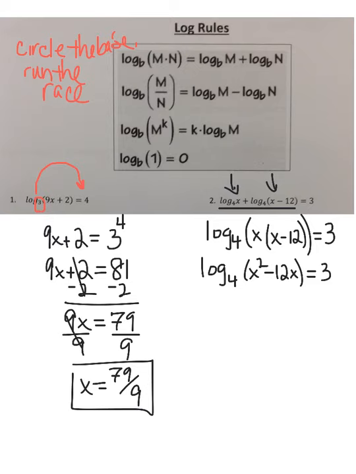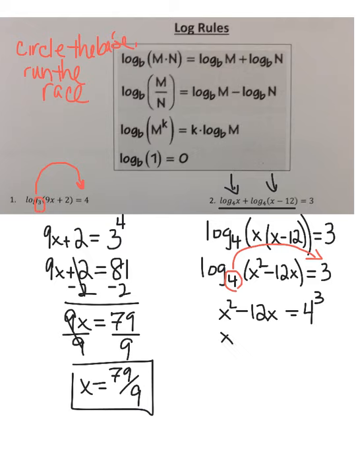So let's go ahead and circle the base, and remember, run the race, we always cross the equal sign. And what this does is it just gets your equation out of log form. So now I can just write this as x squared minus 12x, and when I say circle the base, that base is always going to be the base, and run the race will be your exponent. So the arrow goes to the 3, so that makes that your exponent.